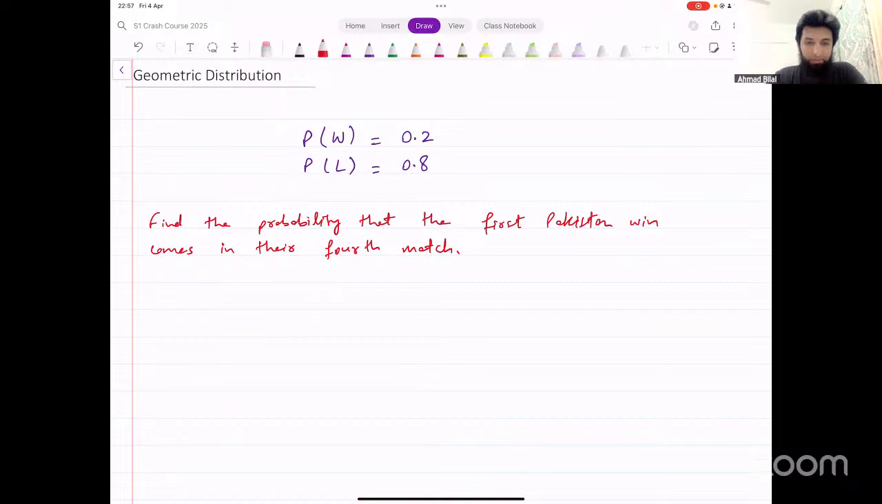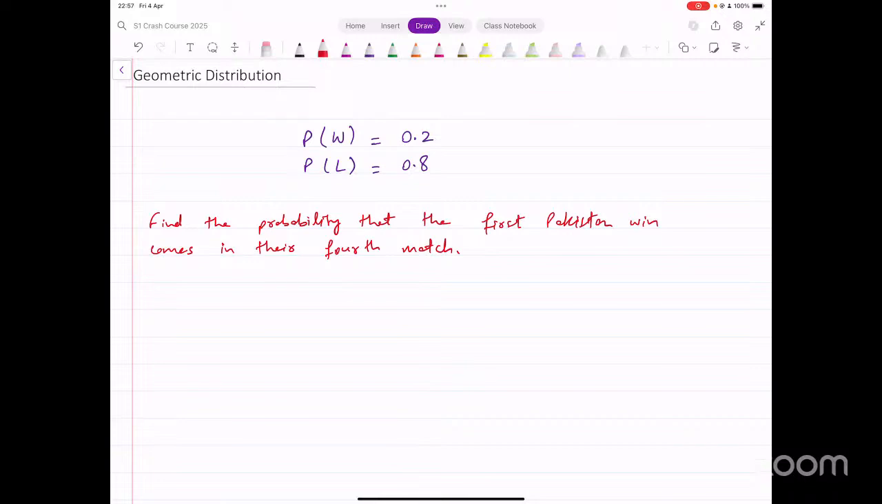What happened to this? Okay. Is my screen still visible to you guys? Yes, it is. Okay, so maybe there's some problem on my end. Let me double click on this maybe. Okay, no, it's fine.